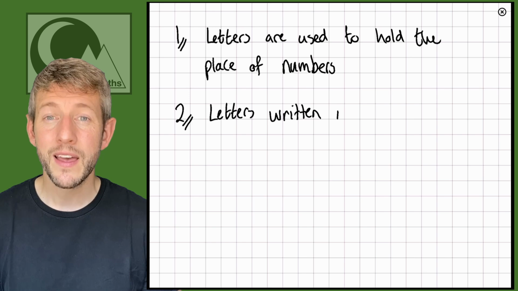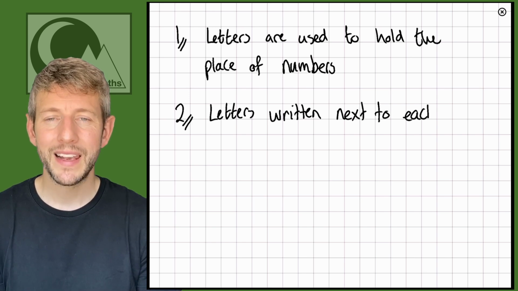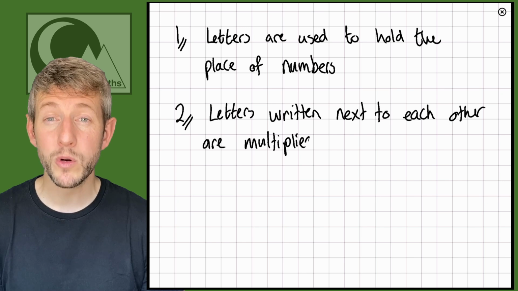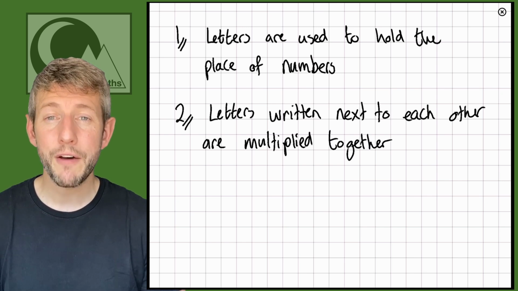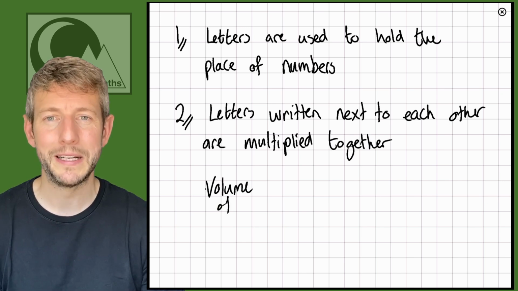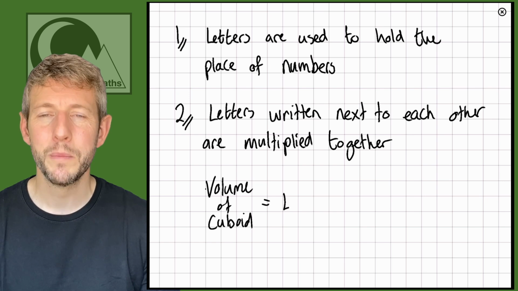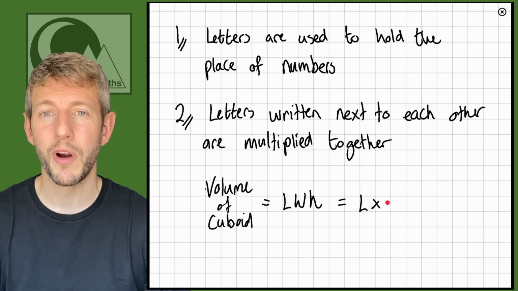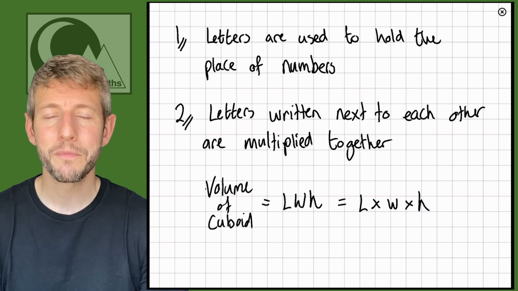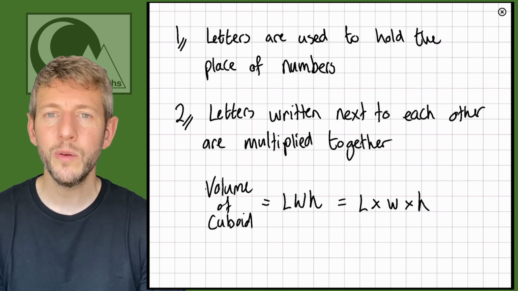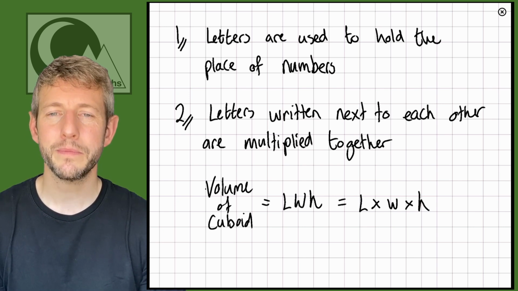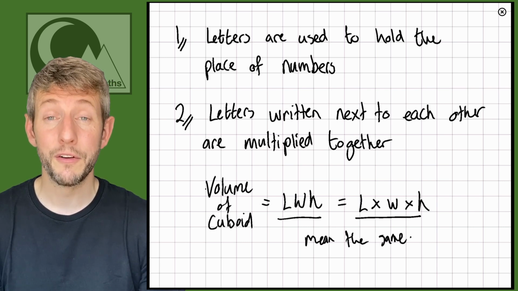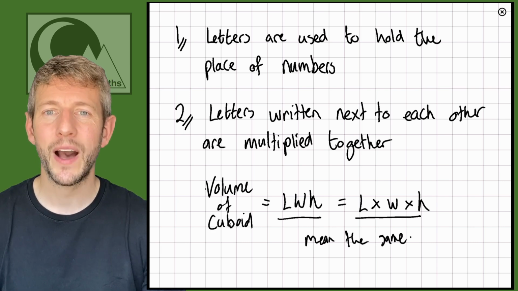The second point that you need to remember for this topic, and this is key for loads of things in maths, is if you see letters written next to each other, that means that they are being multiplied together. So say the volume of a cuboid is length times width times height, which I'm going to write here as LWH. This actually means L times W times H. That is the formula for the volume of a cuboid, LWH.